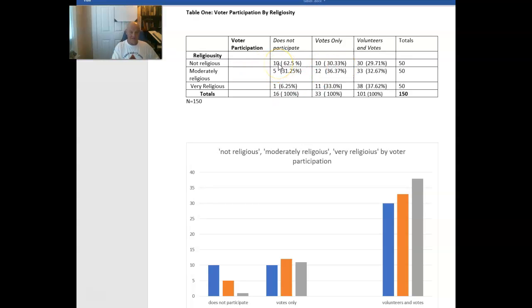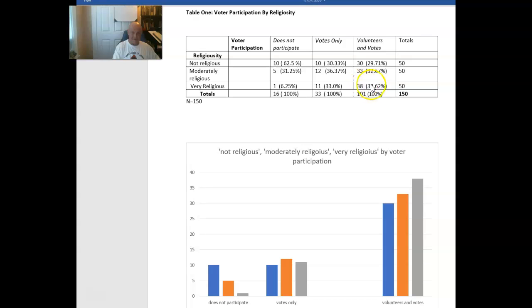For not religious, we see that 62% don't participate. They vote only 30%, and they volunteer and vote about 30% as well. Up here, we have moderately religious: doesn't participate 31%, 36%, 32%. You can read across the values of this.